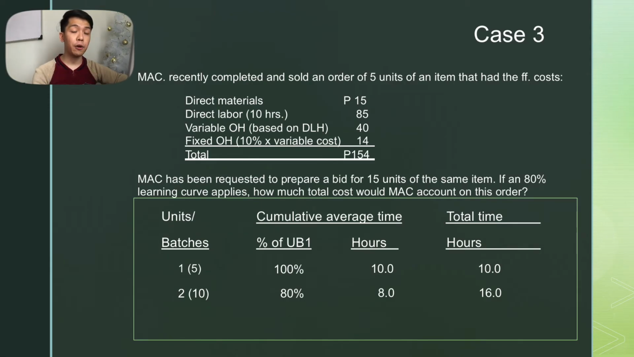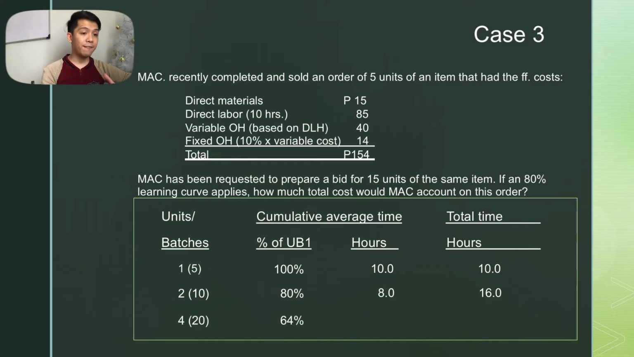Double further, from 2 to 4 batches, we now have 20 units. That would be 80% of 80%. The cumulative average time will now be 64% of the original 10. And there you go. So we would have a cumulative average time of 6.4 per batch. We will have a total time of 25.6 for the first 4 batches.